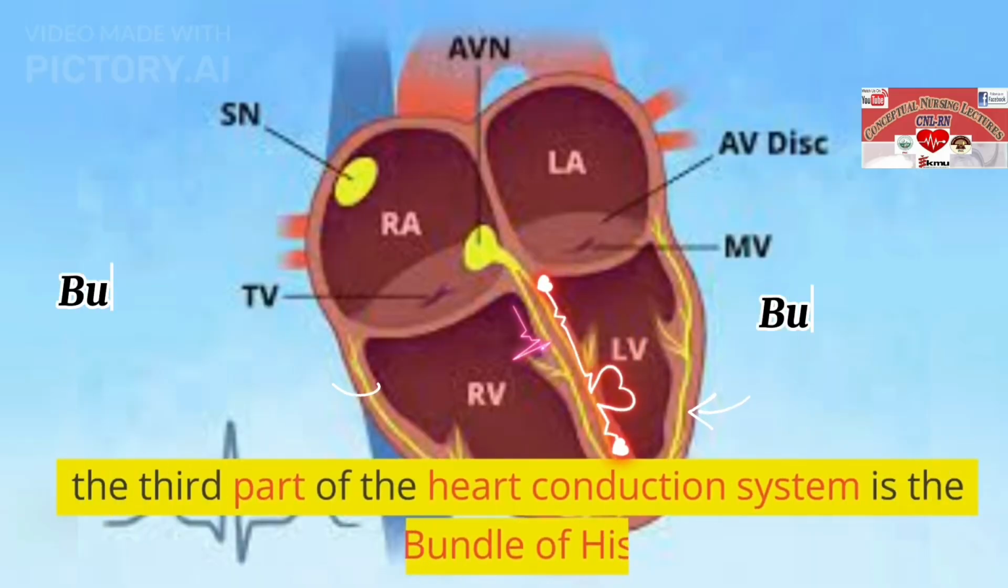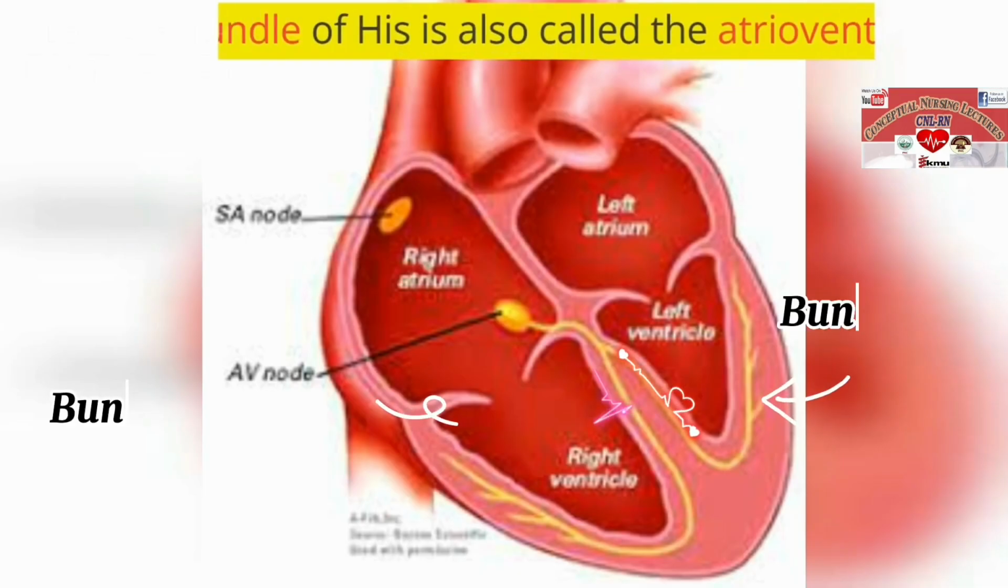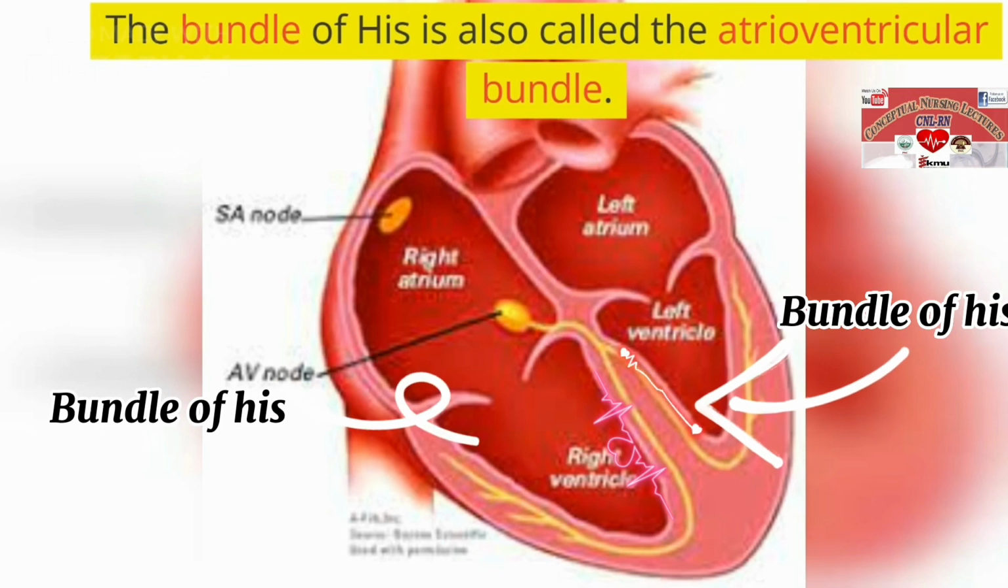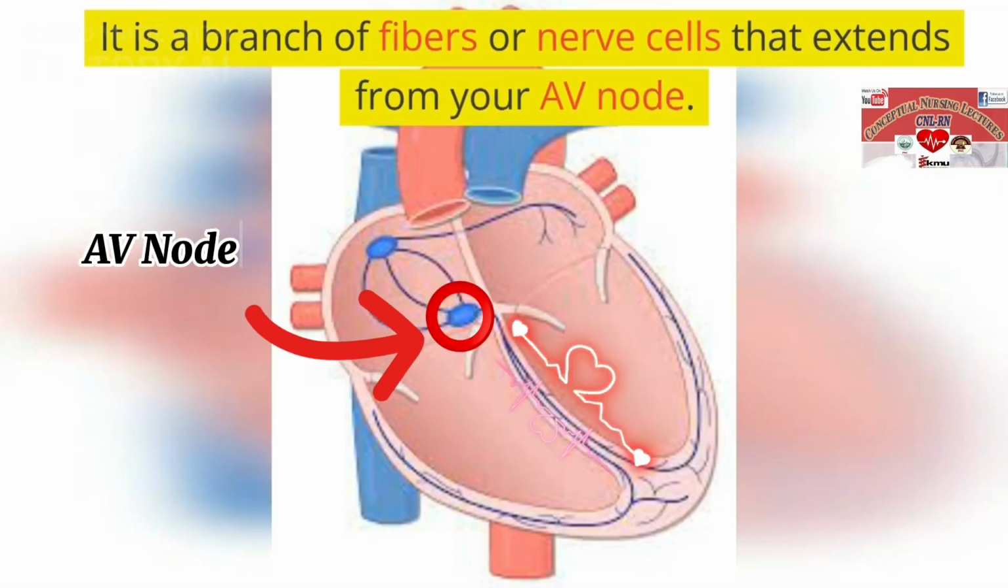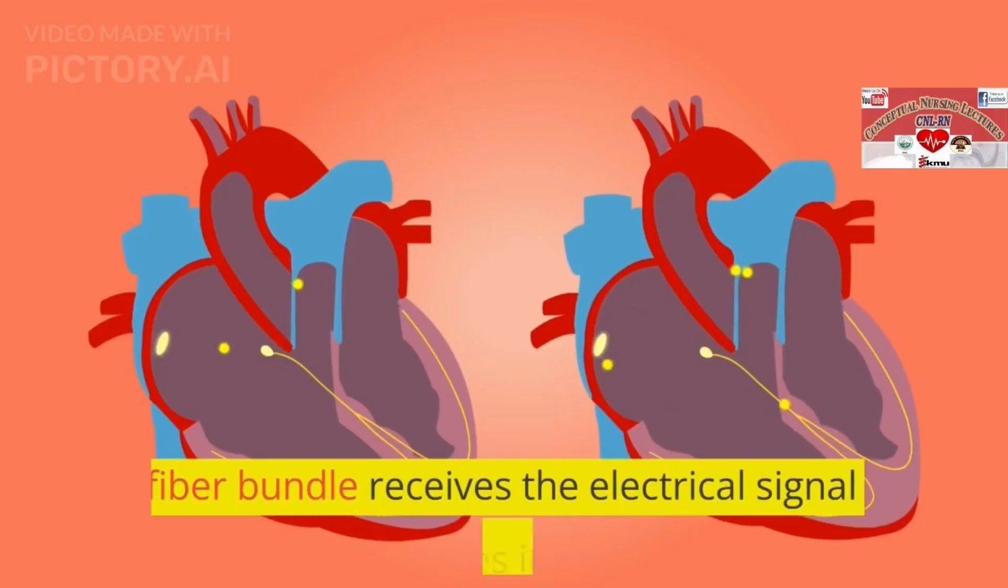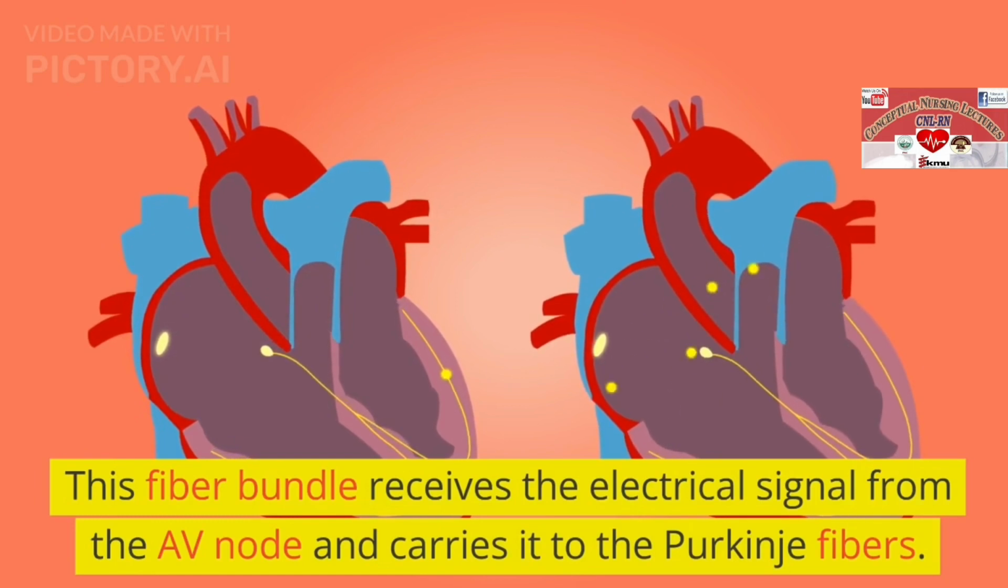The third part of the heart conduction system is the bundle of His. The bundle of His is also called the atrioventricular bundle. It is a branch of fibers or nerve cells that extends from your AV node. This fiber bundle receives the electrical signal from the AV node and carries it to the Purkinje fibers.